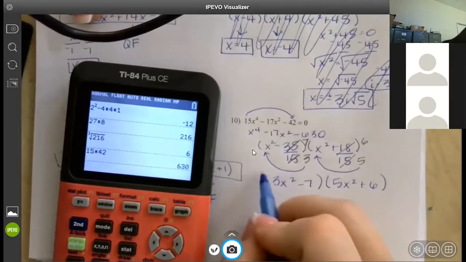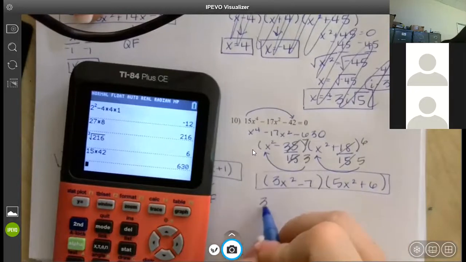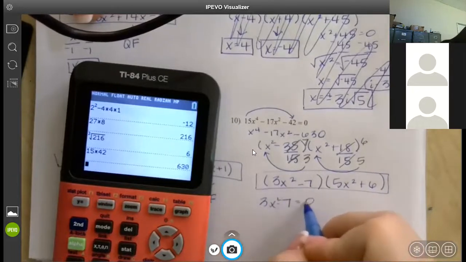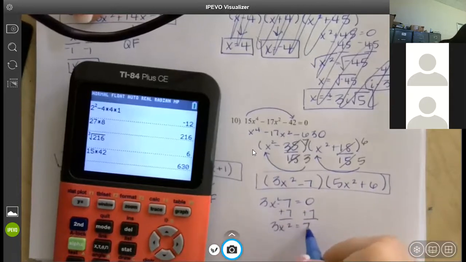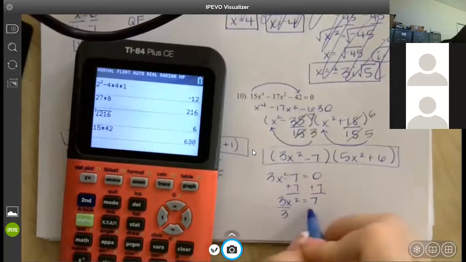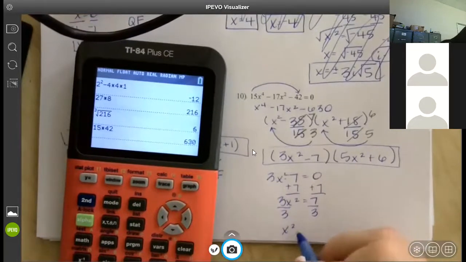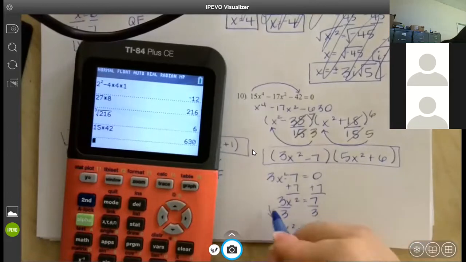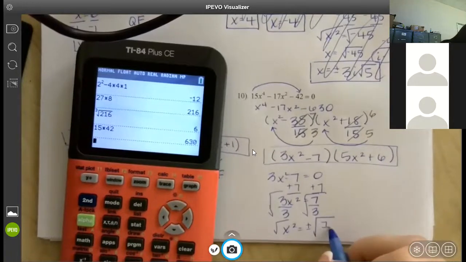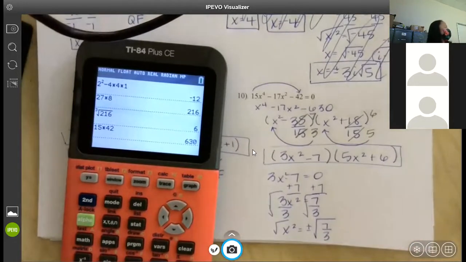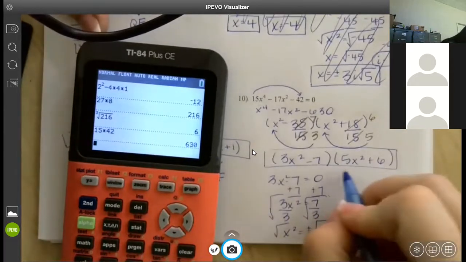So then we just set them equal to 0. This is what you're doing today. 3x squared minus 7 equals 0. I'm going to add 7 to both sides. Divide by 3. And you guys can just give me that big fraction right there. So when you square root it, you can just leave it like this. We don't do rationalization. You don't know what that is, but we don't do it. So don't worry about it. Leave it just like this or give me the decimal. Okay. Got it?